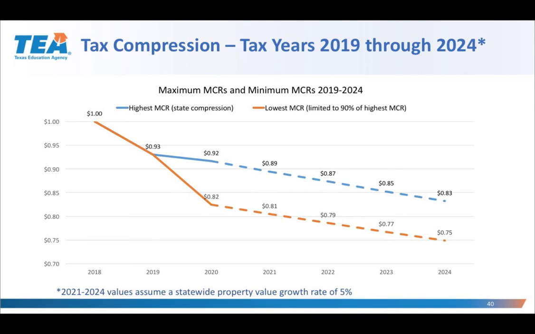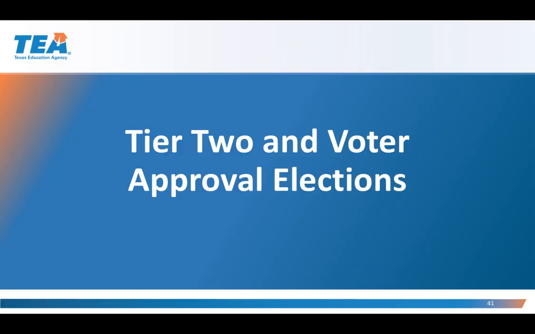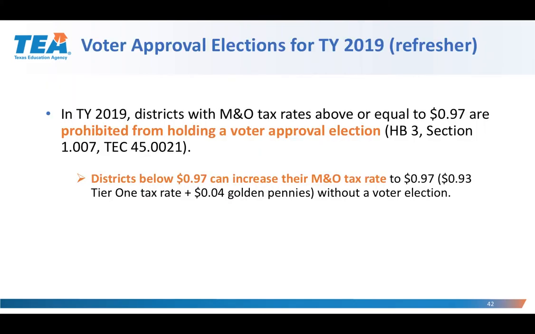You can see that by the time we get out to 2024, the highest MCR should be around 83 pennies and the lowest will be at 75, assuming we get 5% value growth. So now on to Tier 2 and voter approval elections. A refresher of how it was, we mentioned this in Tax Rates Part 1, tax year 2019.